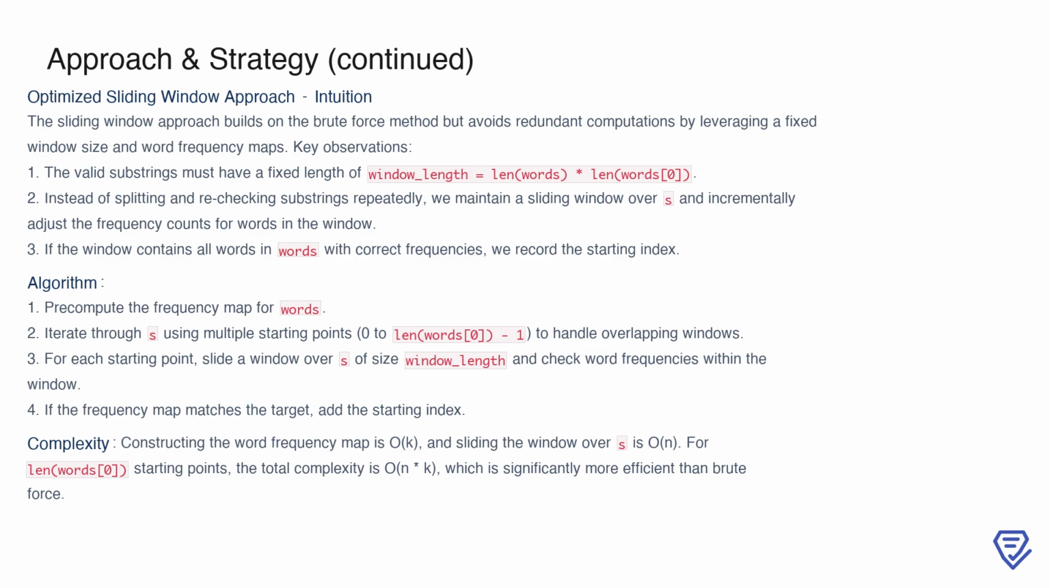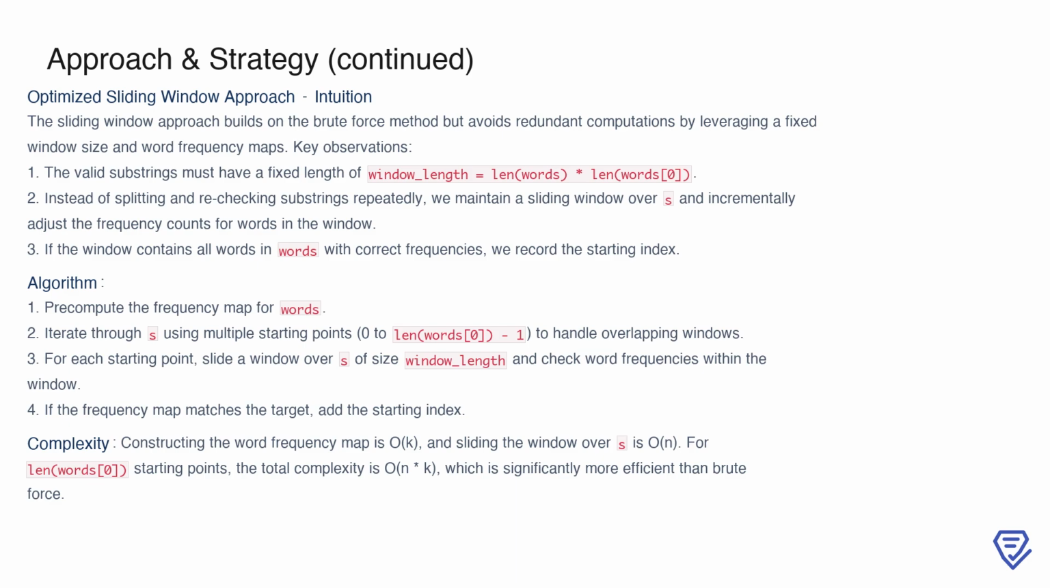If the frequency of words in the current window matches the target frequency map, we record the starting index of the window. The algorithm begins by precomputing the frequency map for the words array. Then, we iterate through the string S using multiple starting points, from 0 to len(words[0]) - 1, to handle overlapping windows. For each starting point, we slide a window of size window_length and adjust word counts as the window moves. This drastically reduces redundant checks and improves efficiency.